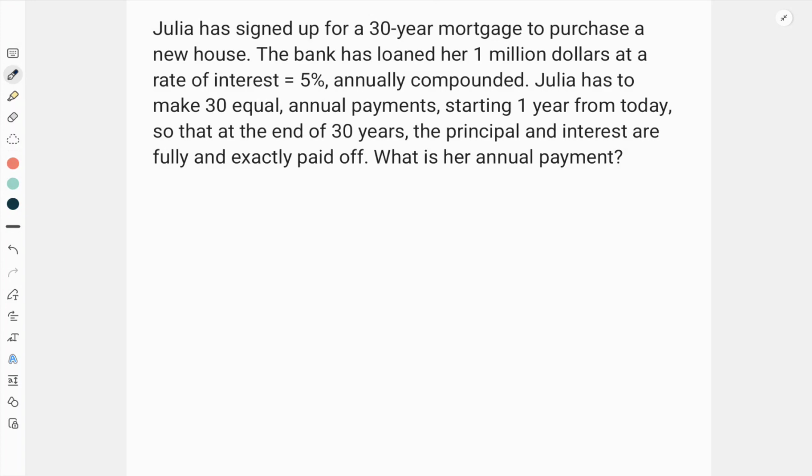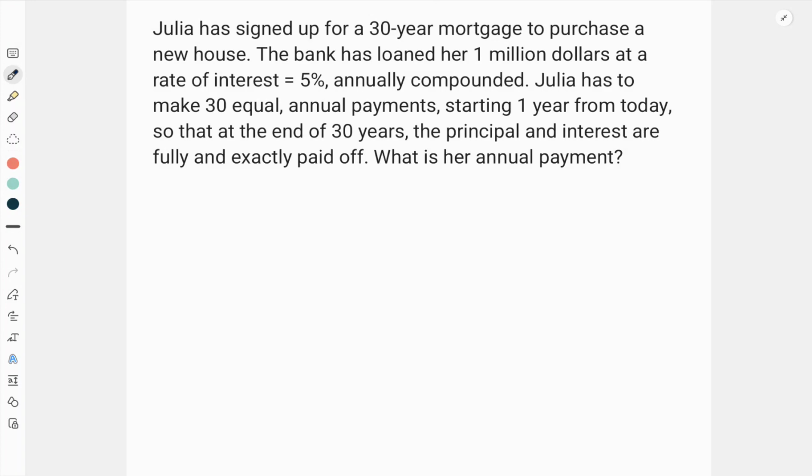Usually it happens that if you sign up for these mortgages, there is usually no penalty for prepayment. But what does prepayment mean? She does not have to make equal 30 payments. She has to make that at the minimum.